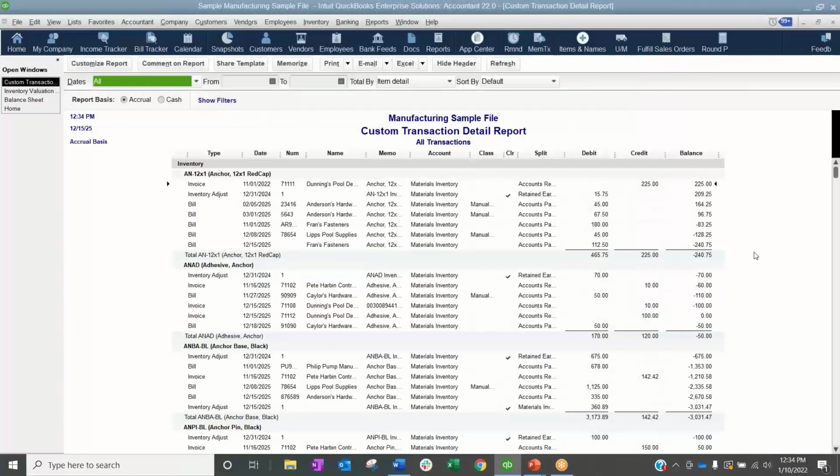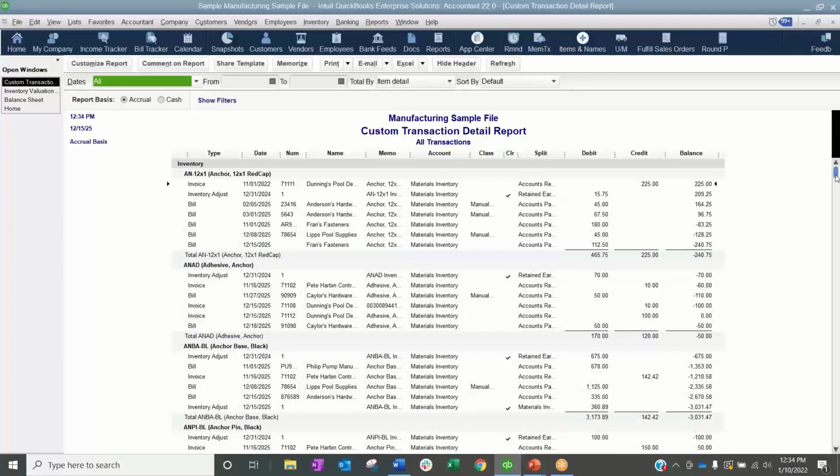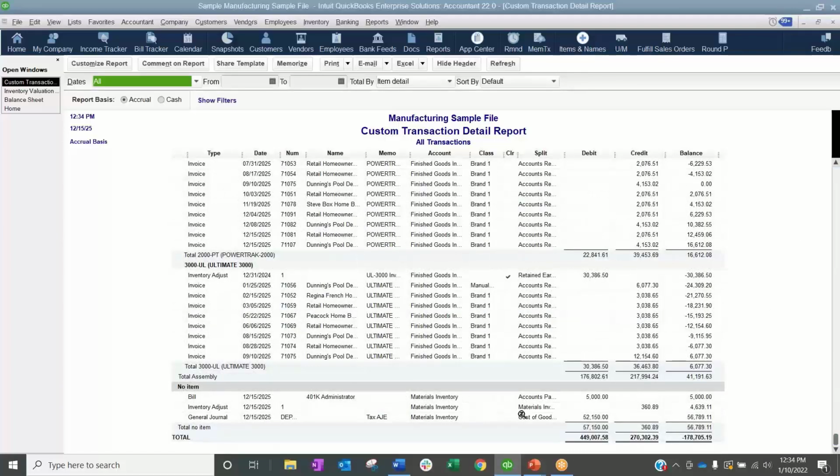That's not what I'm really looking at here. What I'm looking at is down below at the very bottom, everything that has no item associated with it. Because if it has no item associated with it and it hit these accounts, then it's not going to show up on my inventory valuation summary, because the inventory valuation summary only shows me items. And these are all things that hit my balance sheet account that are not items. So I'd have to go in and fix these.